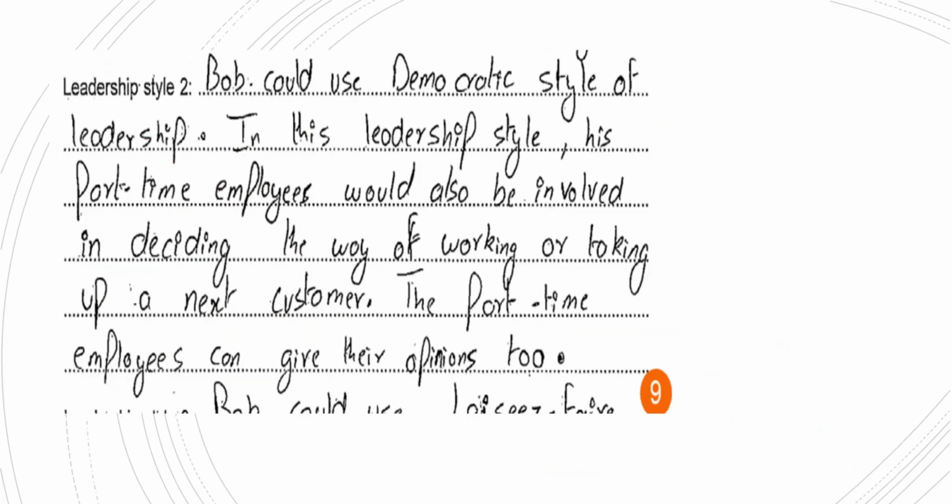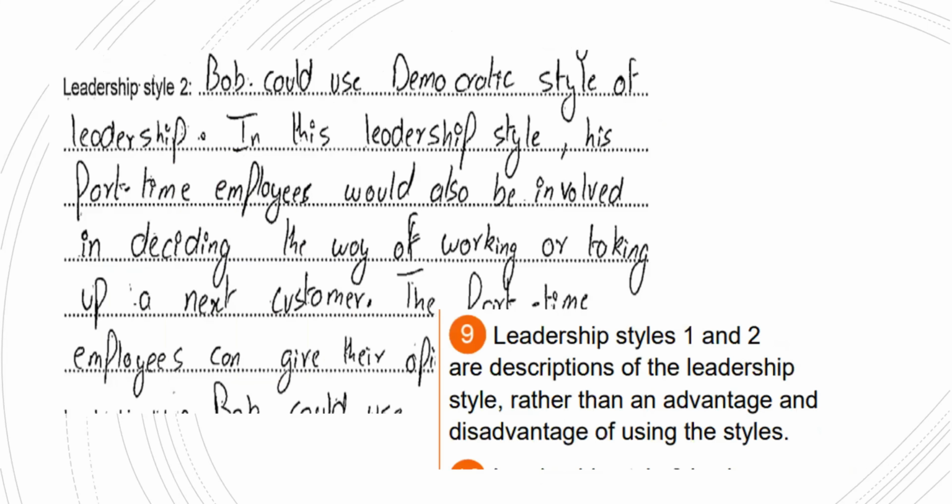Style number 2, Bob could use democratic style of leadership. In this leadership style, his part-time employees would also be involved in deciding the way of working or taking up a next customer. The part-time employees can give options too. Okay, so if they can give options, is that a good thing? Is it a bad thing? How is that useful? He has not explained much about that. So leadership styles 1 and 2, both of them are descriptions. Okay, so I said at the start that you don't have to give the definition, and he has only described, rather than giving an advantage and disadvantage of using this style.